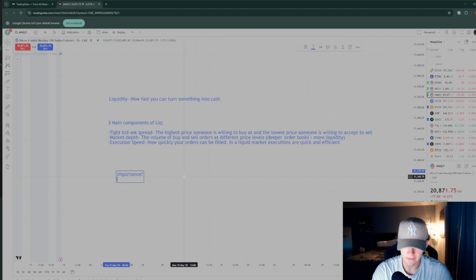So when we have liquid markets, so there's a lot of liquidity flowing within the market, it's a more predictable price action. And this provides clear structure within the market.